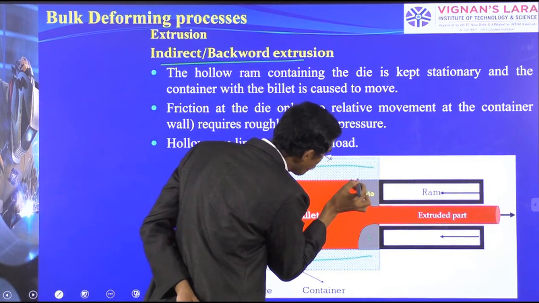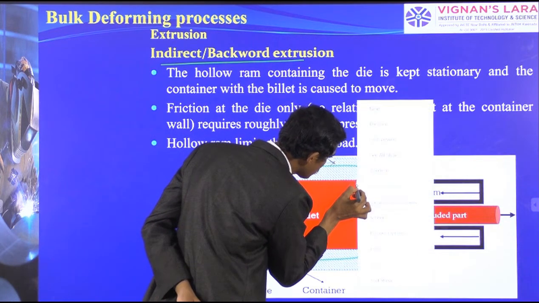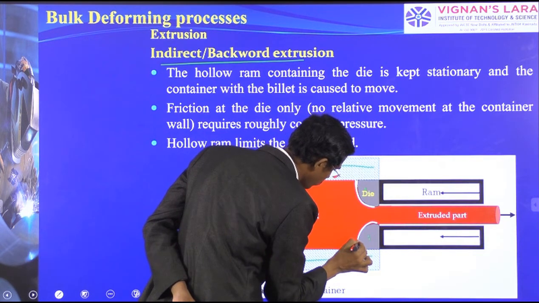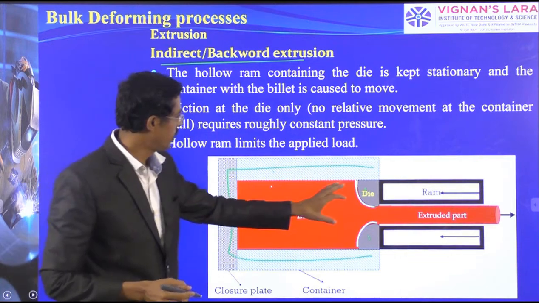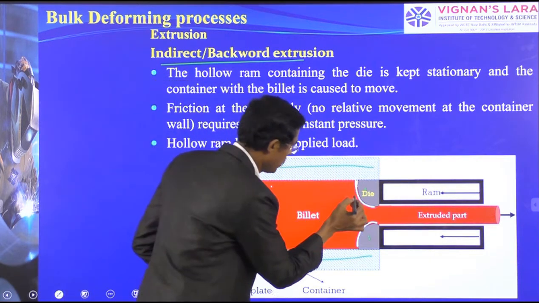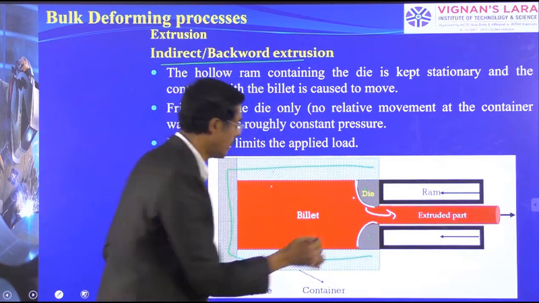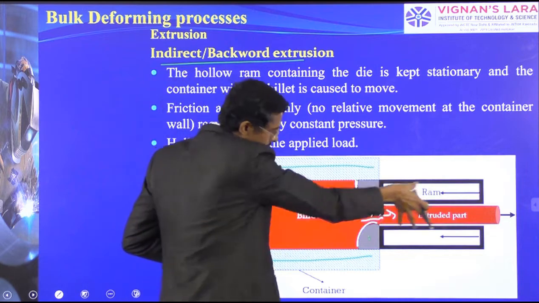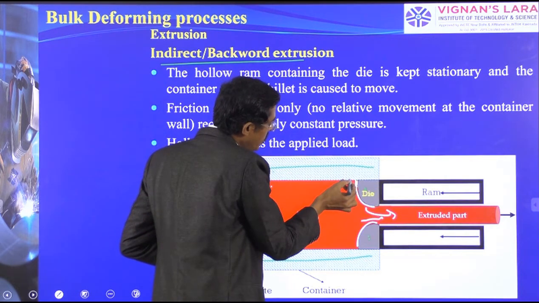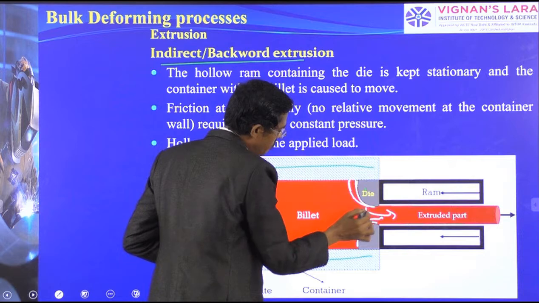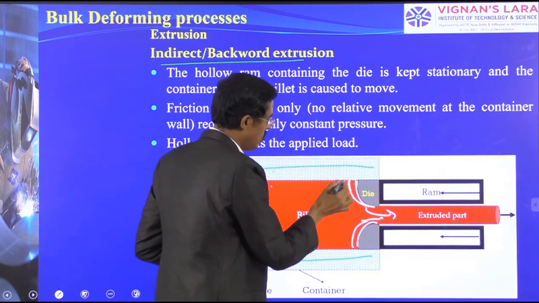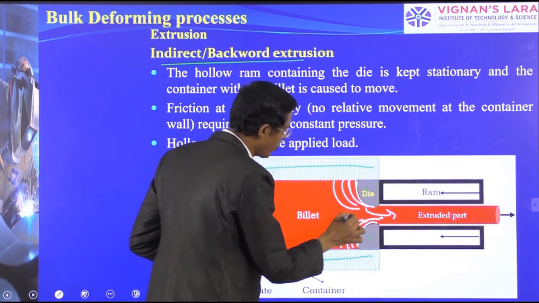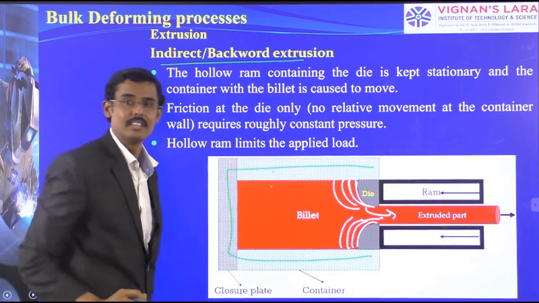You see, when the die is pressed, this zone is going to get in contact. This zone is going to get in contact. And the material which is available here goes, and the material available here goes and is extruded. First stage. Second, again I am pressing. This material is going to get in contact with this zone and this zone, going out. So likewise, when it is slowly moving, these zones are not affected.